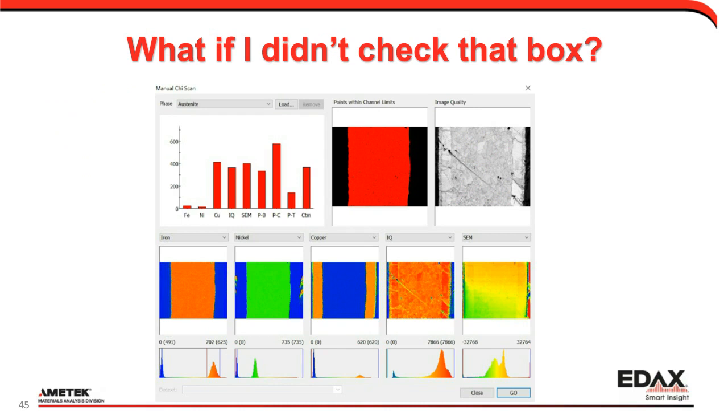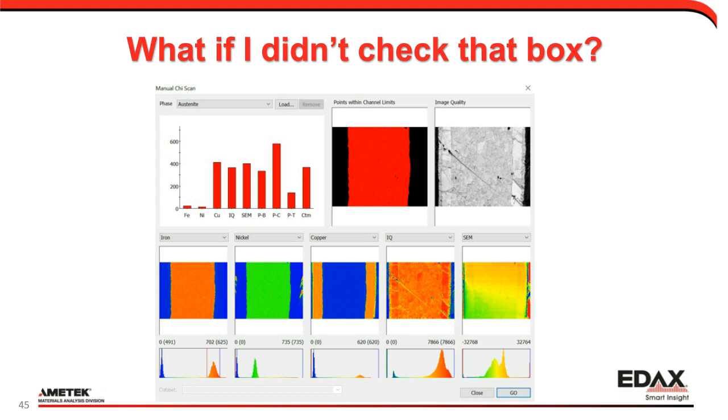So if I didn't check that little PCA box to do the phase cluster analysis, what happens? What happens then is I go into the manual Chl-Scan mode. And this manual Chl-Scan mode really gives me the ability to do this all by myself and gives me a little bit higher, just more control of exactly what's going on.